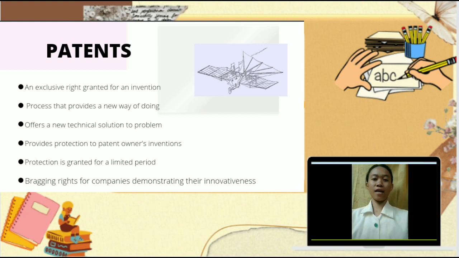Let's now learn the second type of intellectual property, which is patents. A patent is an exclusive right granted for an invention, and it is a process that provides a new way of doing something. It offers a new technical solution to a problem and provides protection to the patent owner's invention. Protection is granted for a limited period. It also gives companies bragging rights, demonstrating their innovativeness.